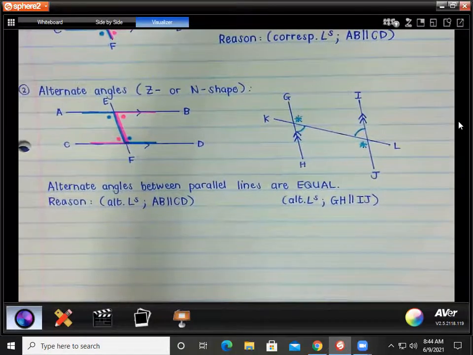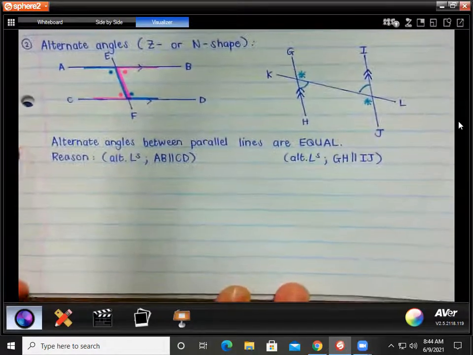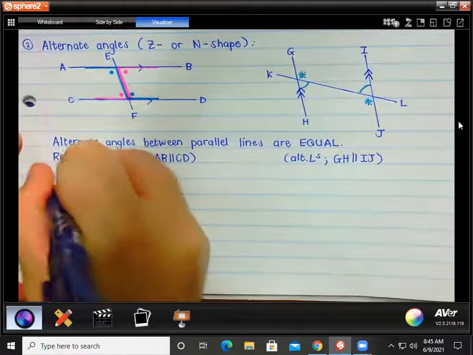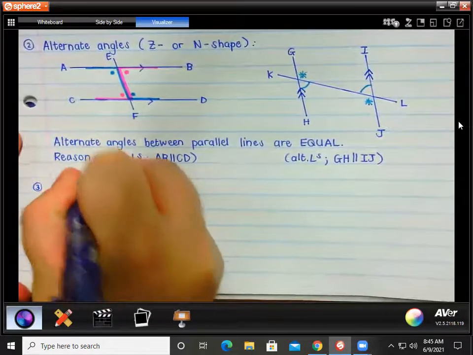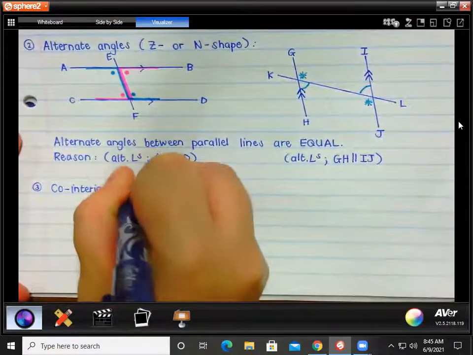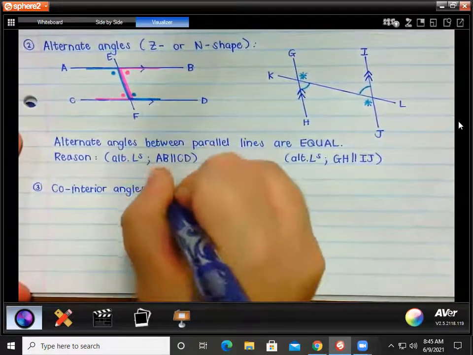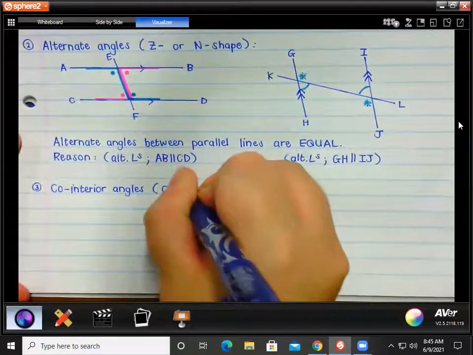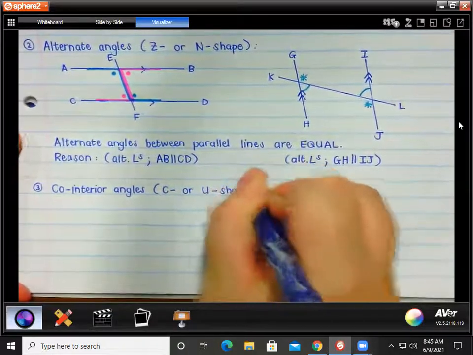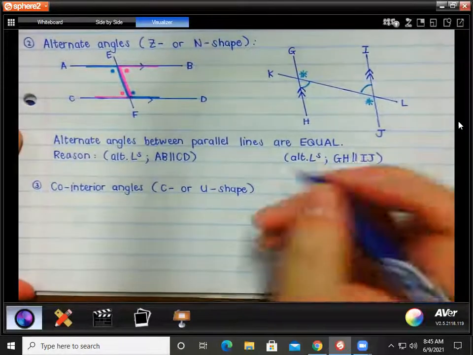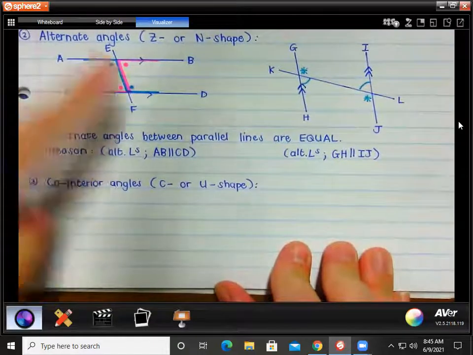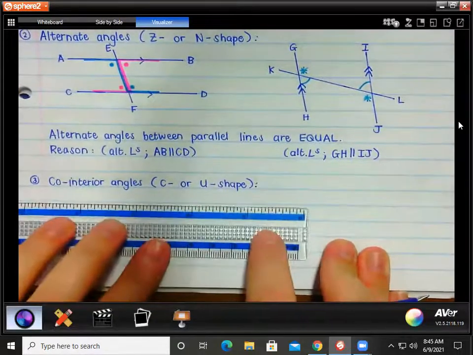All right, I think I will be able to fit the third one in on the rest of this page. Let's see. So the third one is co-interior angles. Right, and that is a C or a U shape. I'm going to draw the same diagram that we had since the start.